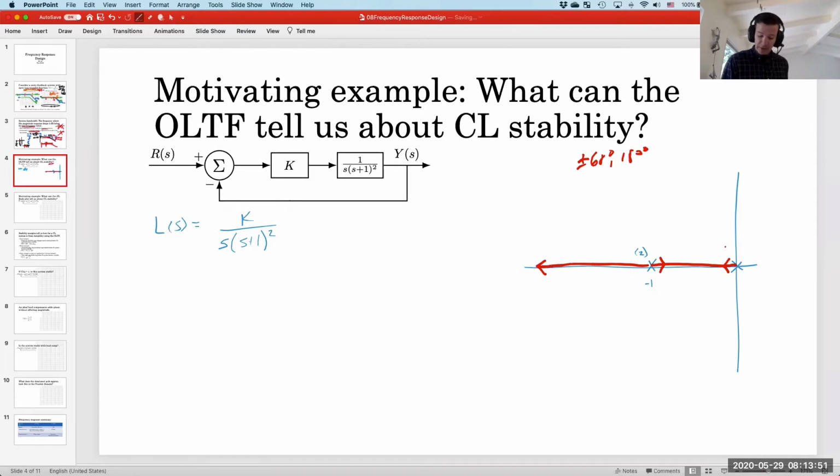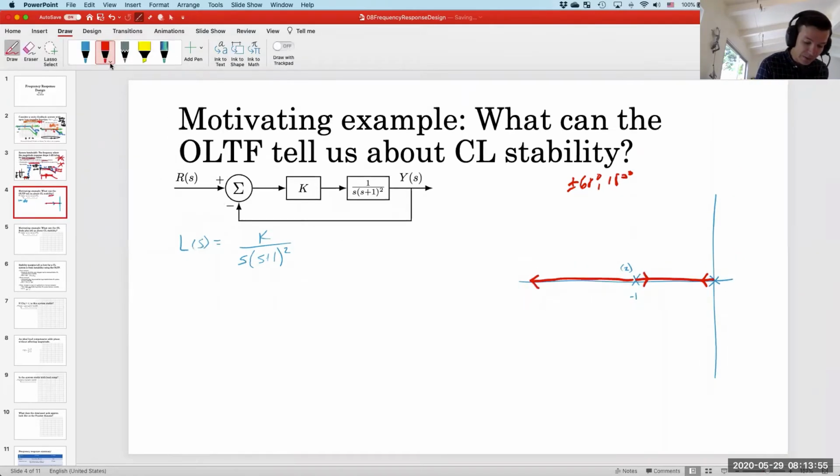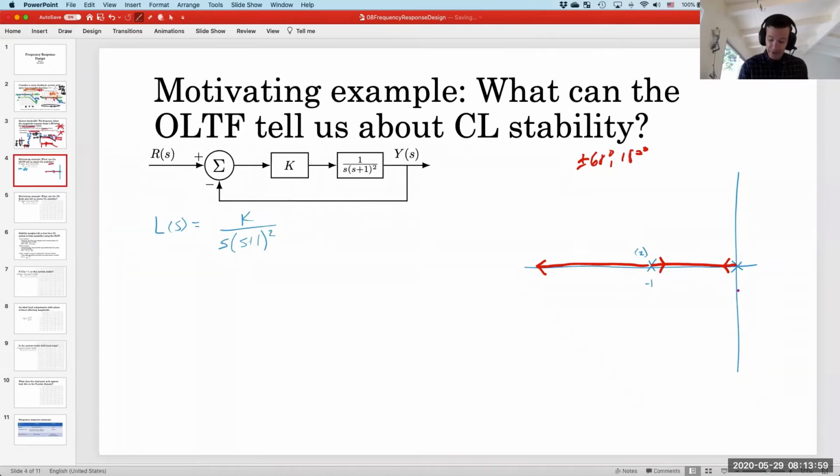So let's draw that in too. The center of mass is the average of these locations. So the average of -1, -1, and 0 is -2/3. So we've got a center of mass right there. And we get 60-degree asymptotes.